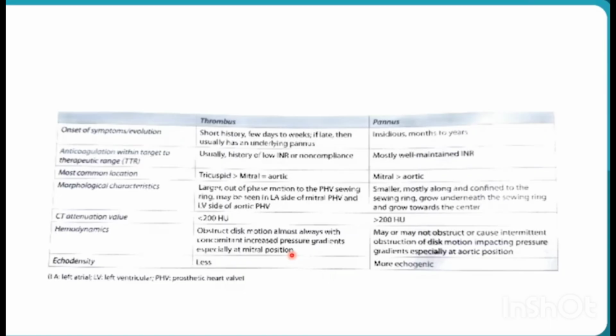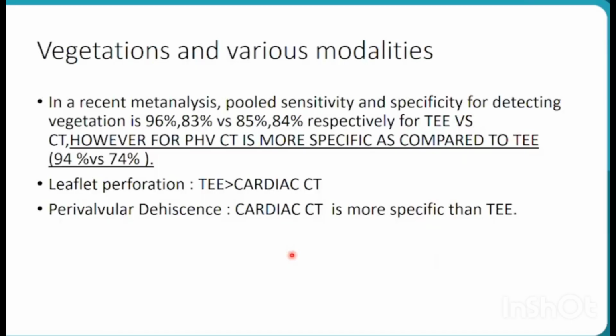The CT values, if we go for a CT: thrombus is having less than 200 Hounsfield units, whereas pannus will usually have slightly more than 200. And talking about the hemodynamics, thrombus will usually obstruct the disc motion, and the patient will have symptoms acutely, whereas pannus may or may not obstruct the valve and may or may not have symptoms related to the obstruction.